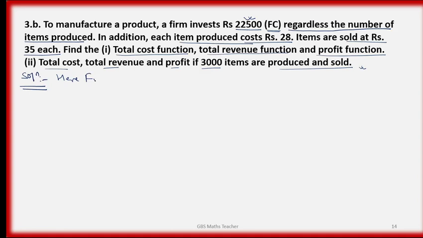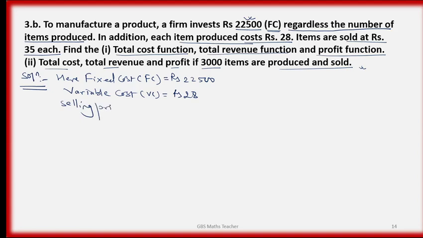Fixed cost that is supposed by short form FC RS 22,500. Variable cost that is VC equal RS 28, and selling price per unit good.